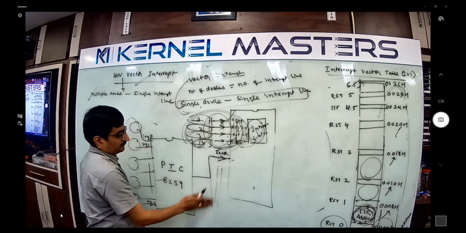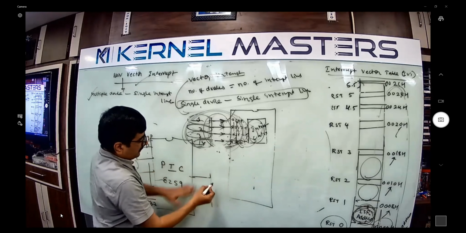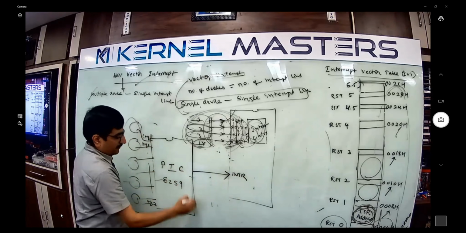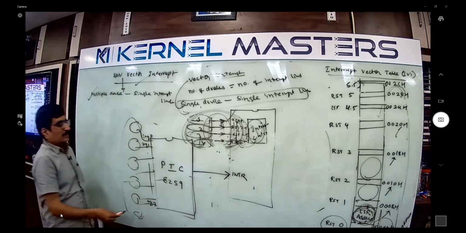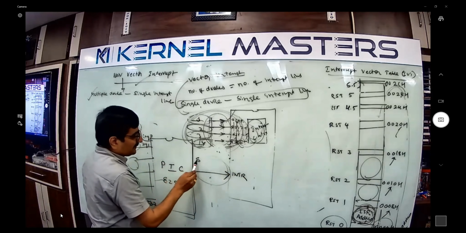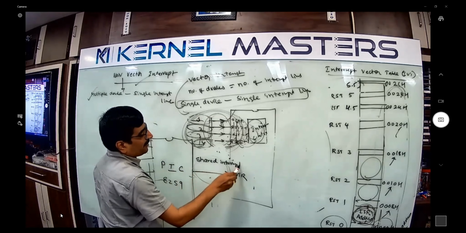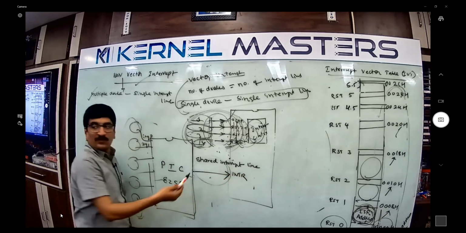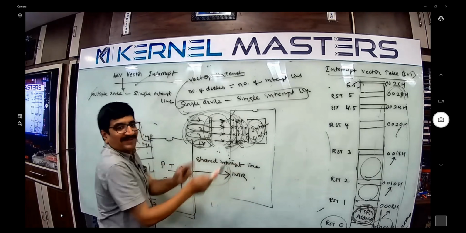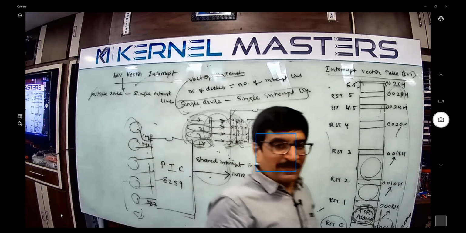So only one line now. Only one line is connected. You understand? Single line. This single line is also called, and it's very important actually, the shared interrupt line. Understand what a shared interrupt line is. All the devices communicate through one line. That's why everyone calls it a shared interrupt line.